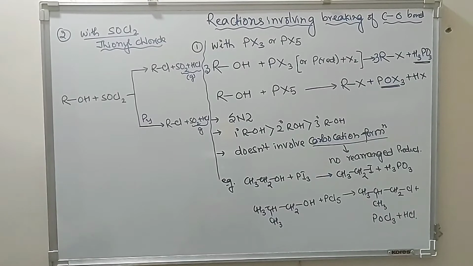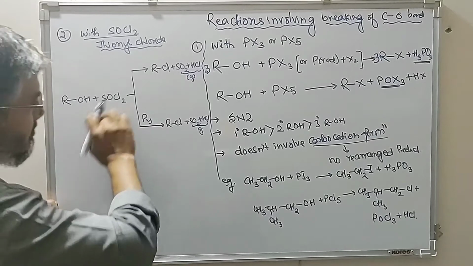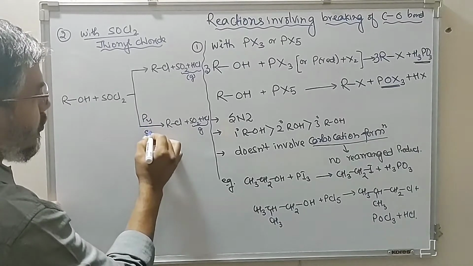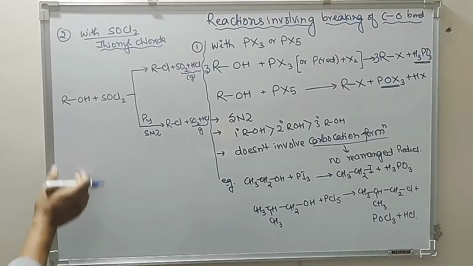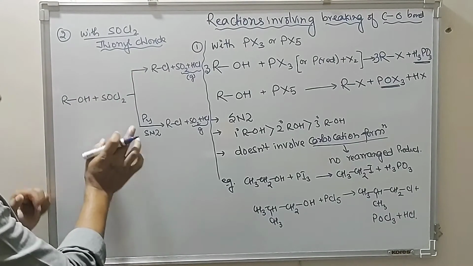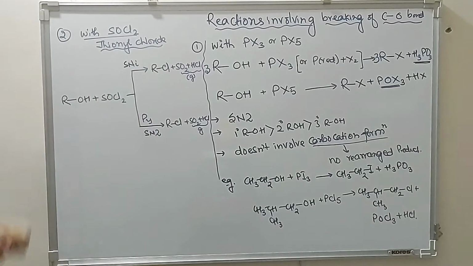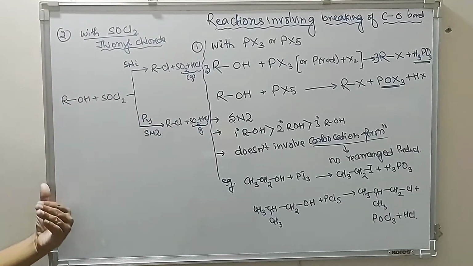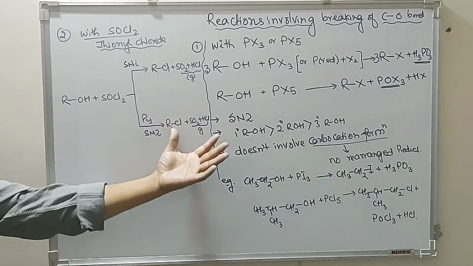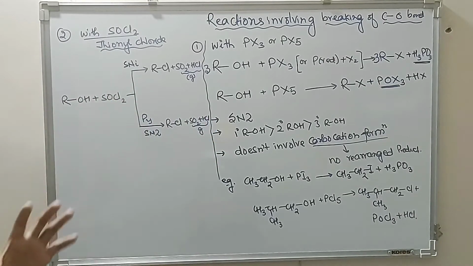But there is a difference in the mechanism. This is in the absence of pyridine, and this is in the presence of pyridine. In the presence of pyridine, the reaction occurs by SN2, substitution nucleophilic bimolecular reaction, whereas in the absence of pyridine, the reaction occurs by SNi, that is substitution nucleophilic internal mechanism, the mechanism which I have explained in the formation of alkyl chloride from alcohol.